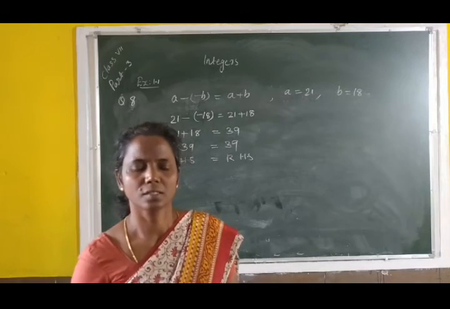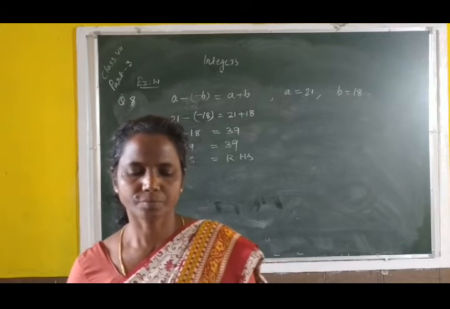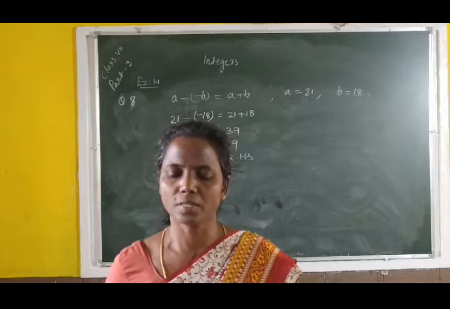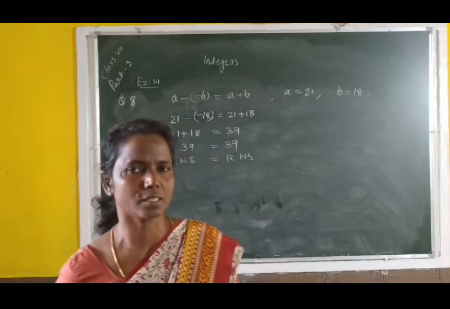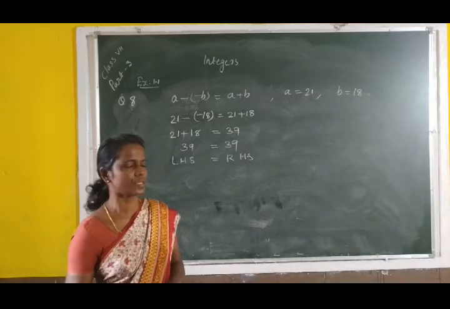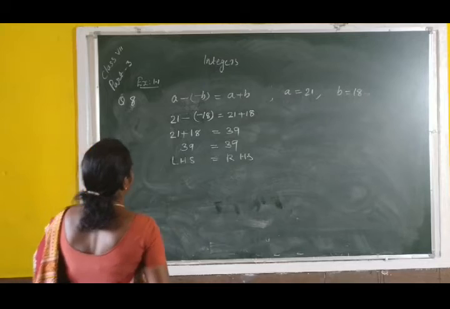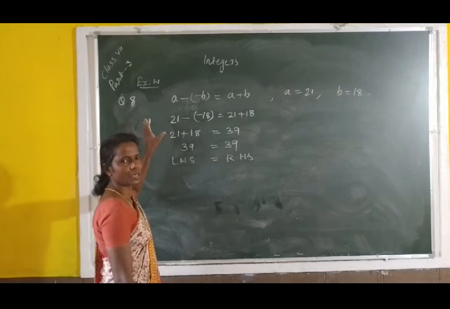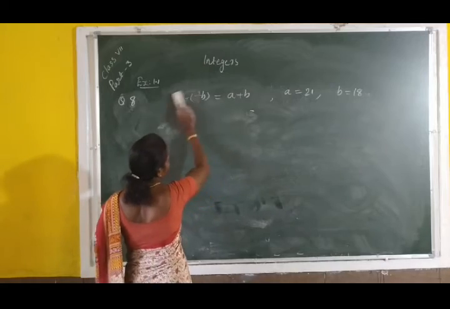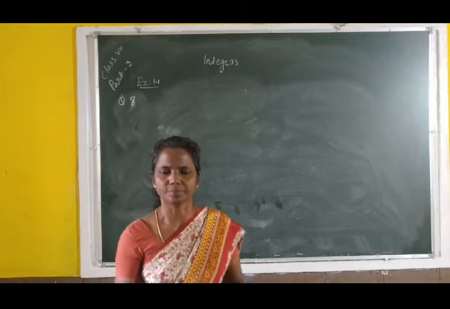The next, question number 9. Use the sign of greater than, less than, or equal in the box to make the statement true. Then find out whether the given statements are true or false, and we put the appropriate sign. Here we put a suitable sign.